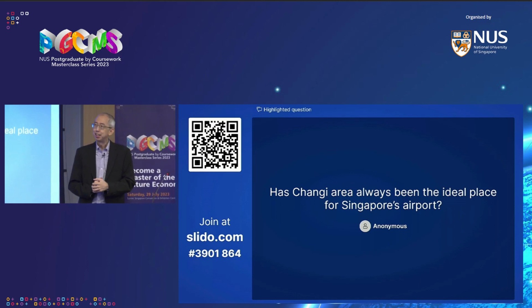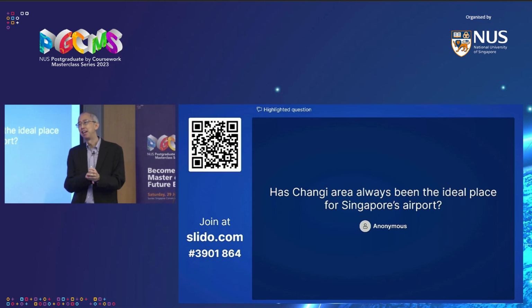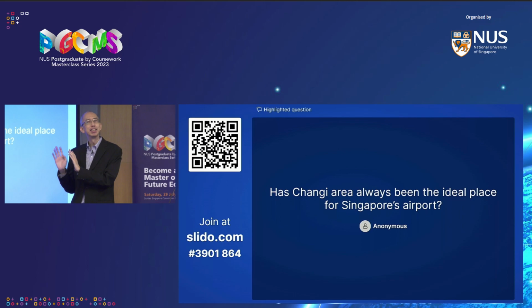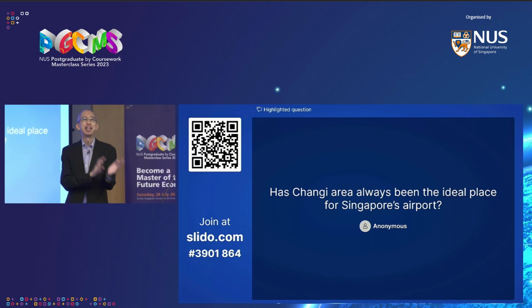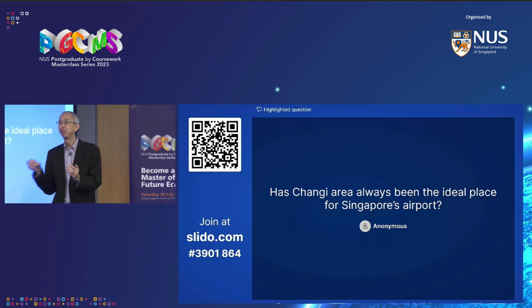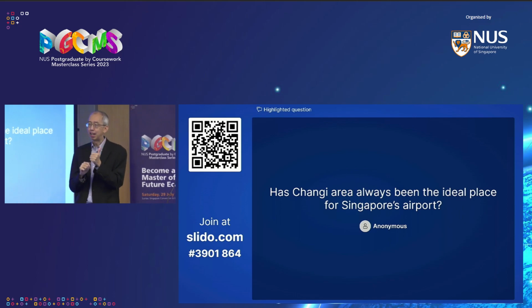When they were planning Changi Airport, well, the ideal place is far enough from the urban area that you don't disturb people, but not far enough that they can't get to it. Okay, so there's a bit of tension. So the first airport was in Seletar. Then the first purpose-built civil airport was actually Kallang.